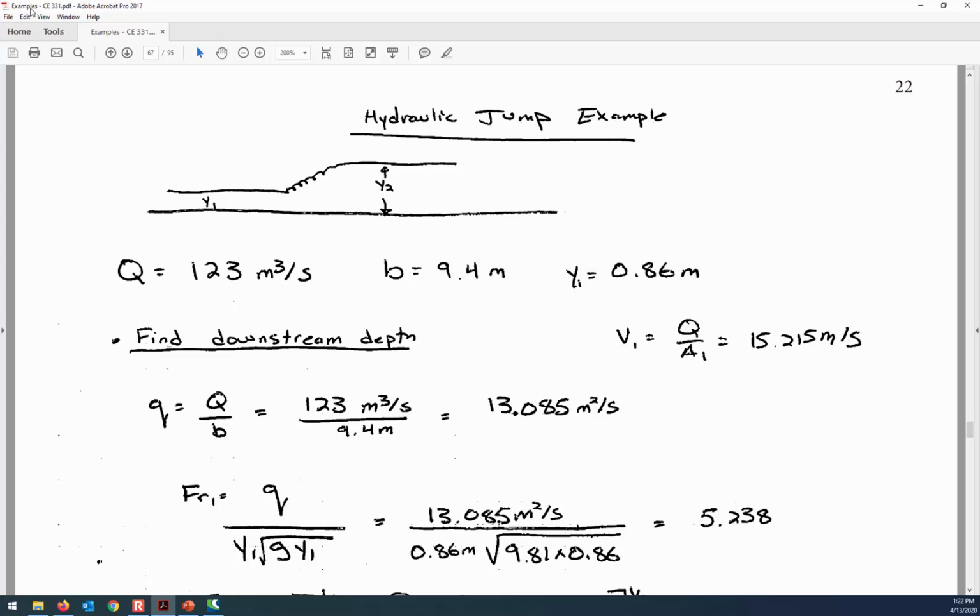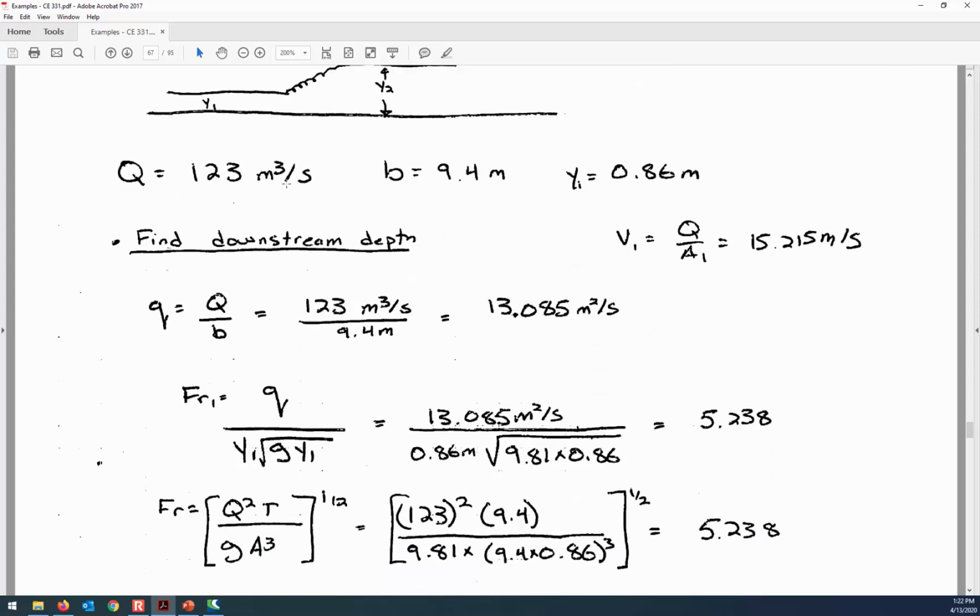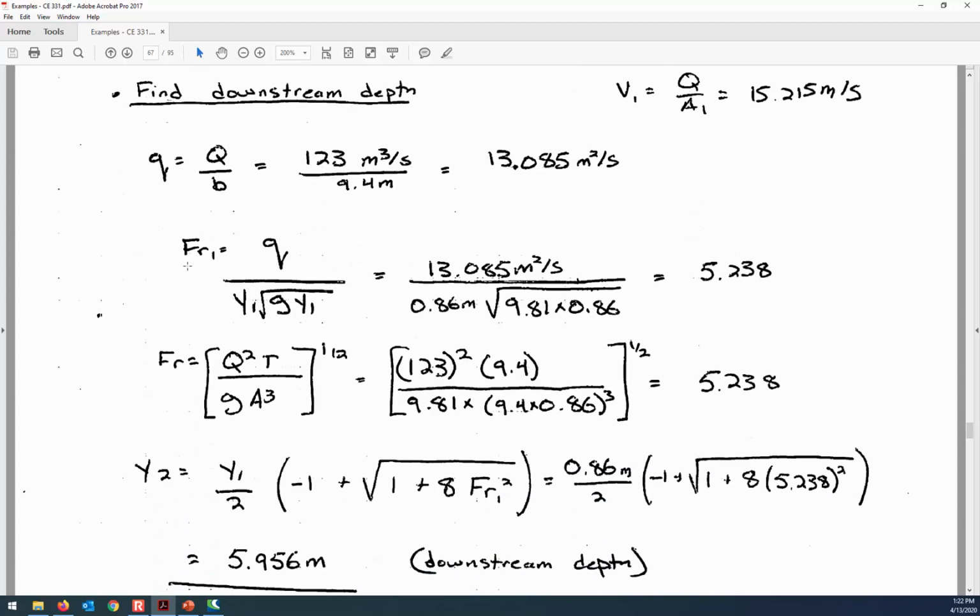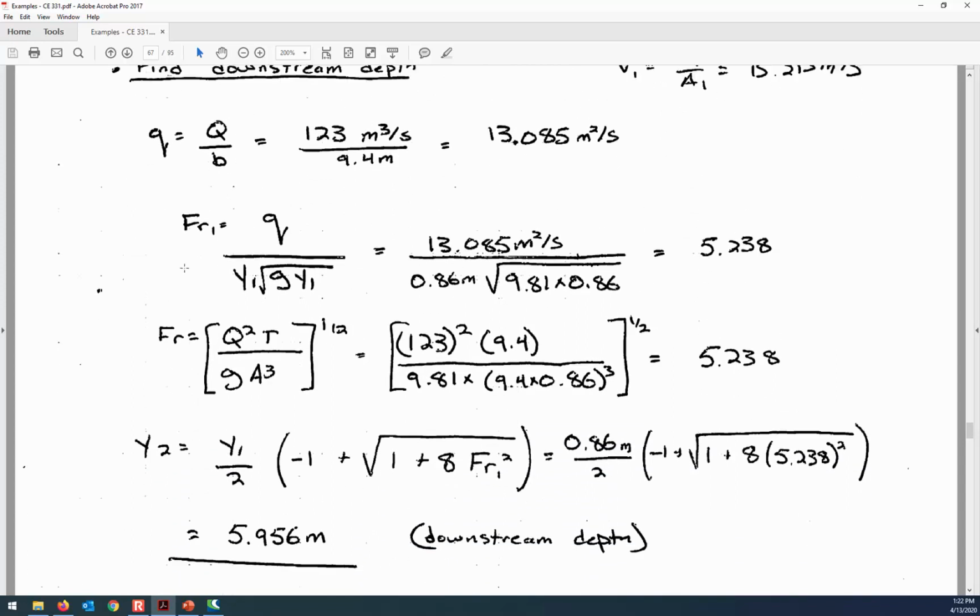So the Froude number upstream is going to be 5.24, and we get the same Froude number if we use the full equation that's valid regardless of shape. This first one is, of course, only applicable if the channel is rectangular. And so the downstream depth should be 5.956 meters.